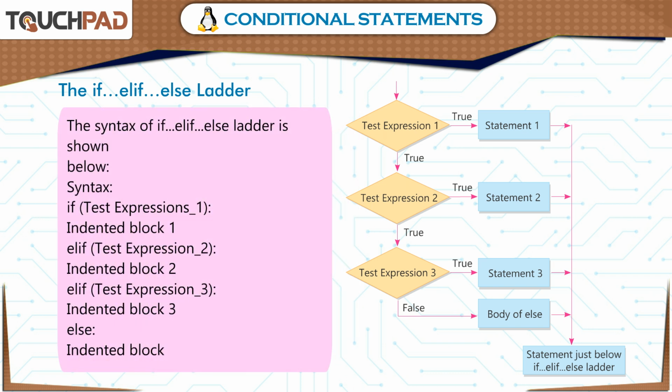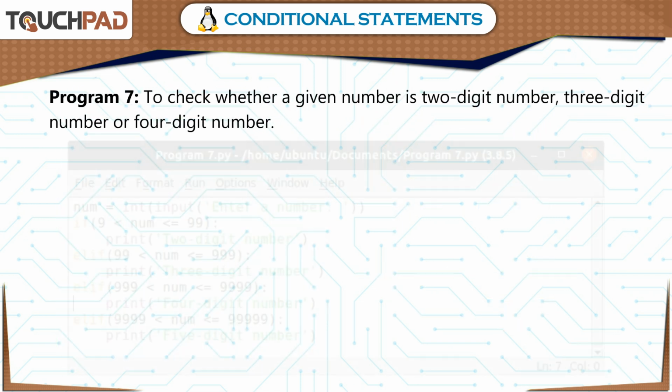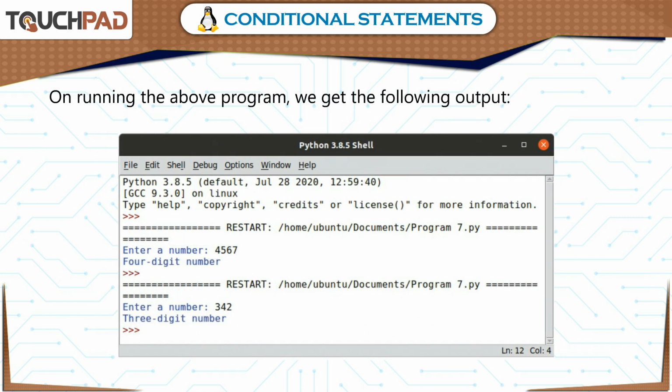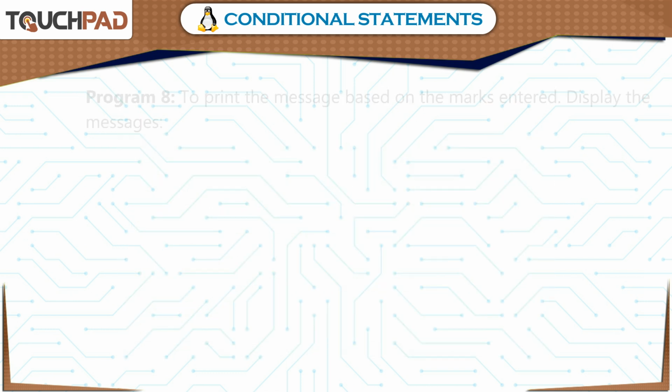The syntax of if-elif else ladder is shown below. Syntax: if test expression 1, indented block 1, elif test expression 2, indented block 2, elif test expression 3, indented block 3, else indented block. Program 7. To check whether a given number is 2-digit number, 3-digit number or 4-digit number. On running the above program, we get the following output.